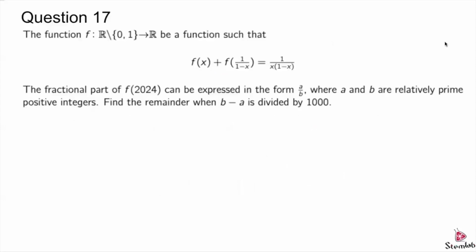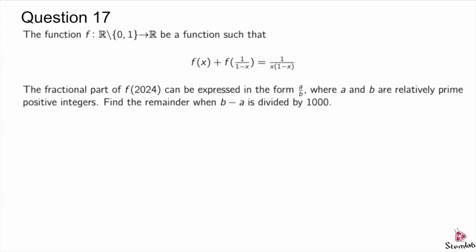Question 17 states that, given a function f, which maps the real numbers excluding 0 and 1 to the set of real numbers, be a function such that f of x plus f of 1 all over the quantity 1 minus x is equal to 1 all over x times the quantity 1 minus x. The fractional part of f of 2024 can be expressed in the form a over b, where a and b are relatively prime positive integers. Find the remainder when b minus a is divided by 1,000.